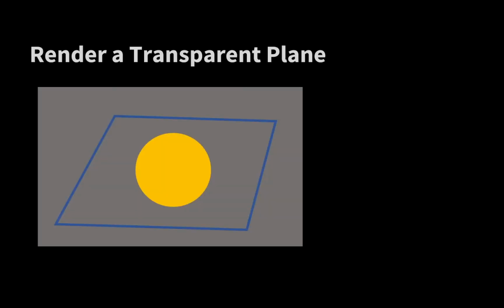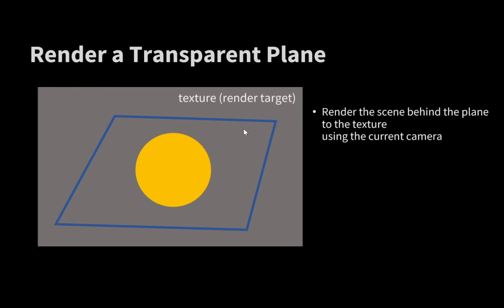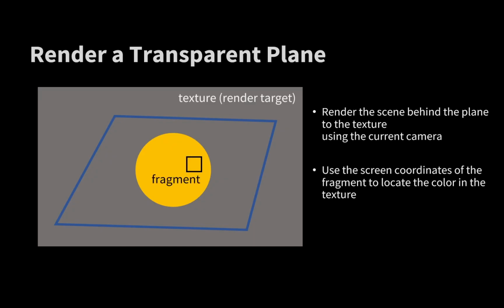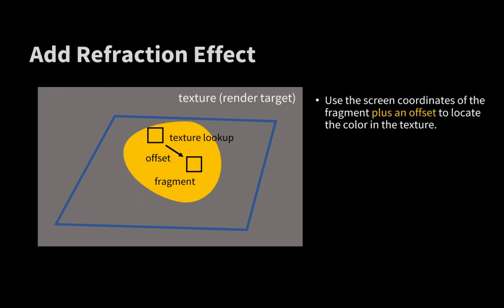I use a very simple method to render the refraction effect on the water surface. Let me first show you how to render a fully transparent plane. Of course, the simplest way to do this would be to just not render anything. But there's another method to do this. We first render the scene behind the plane to a texture using the current camera. Then to render a fragment of the plane, we use the screen coordinates of this fragment to look up the color in the texture. Now there's a very simple way to get the refraction effect.